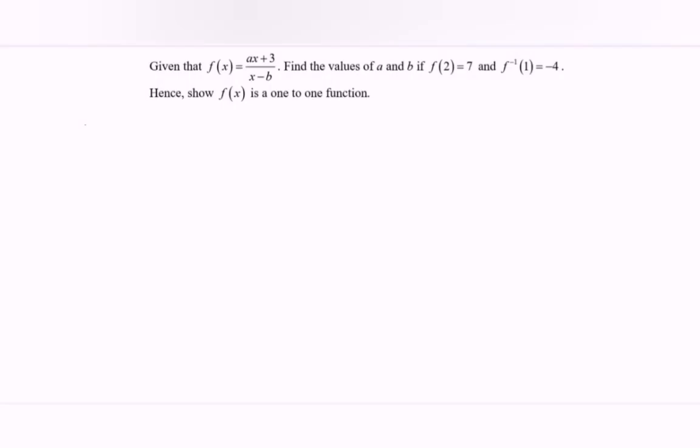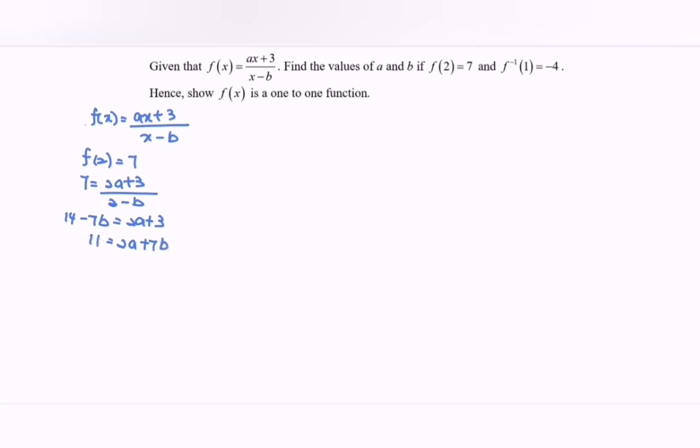Next, given that we have f(x) equals (ax plus 3) over (x minus b). So find the value a and b if we have the situation f(2) equals 7. So 7 will be equals to (2a plus 3) over (2 minus b). Kindly cross multiply the situation and we have 14 minus 7b equals 2a plus 3. Rewrite the situation: 2a plus 7b equals 11. So that is the first equation.